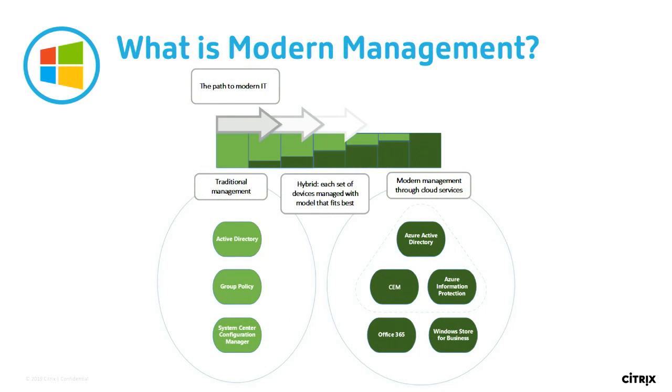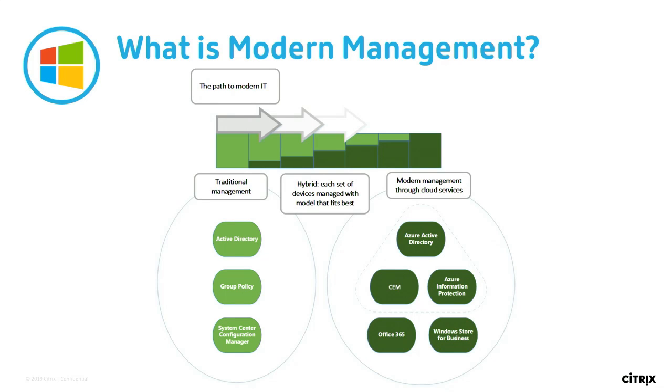Back to you, Frank. All right, so modern management. We kind of talked a little bit about this modern management thing. And what we see is we have the traditional management, and then we see hybrid in the middle, and we have modern management through the cloud services. So this is where Azure Active Directory, Information Protection, CEM, Office 365, Windows Store for Business live. We realize that you're not going to pick everything up and dump it into endpoint management tomorrow. That there's going to be a time where we're going to live in this middle section.